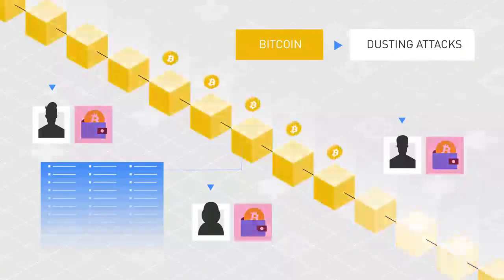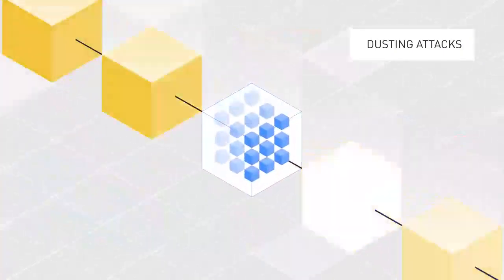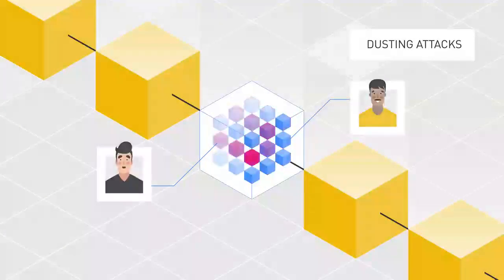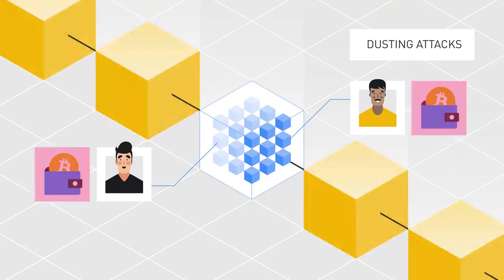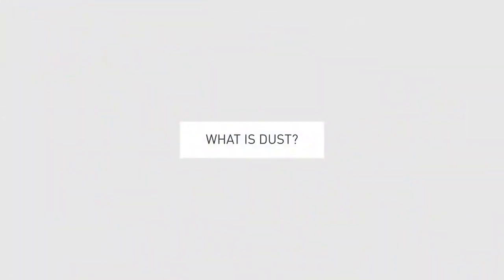Dusting attacks were created as a method to analyze blockchain transactions and de-anonymize users. They refer to an activity where attackers try and break the privacy of Bitcoin and cryptocurrency users by sending dust transactions to their wallets. But what is dust?